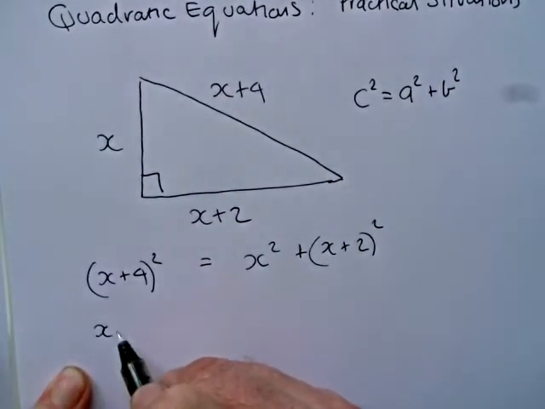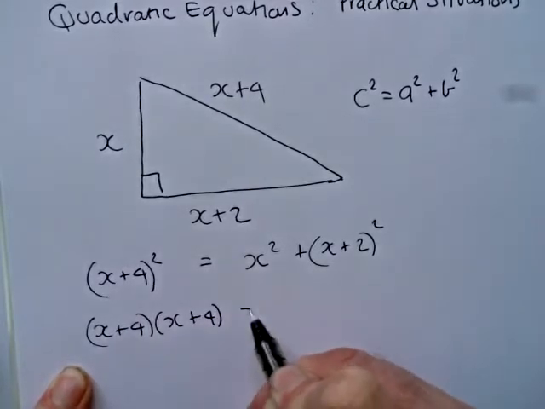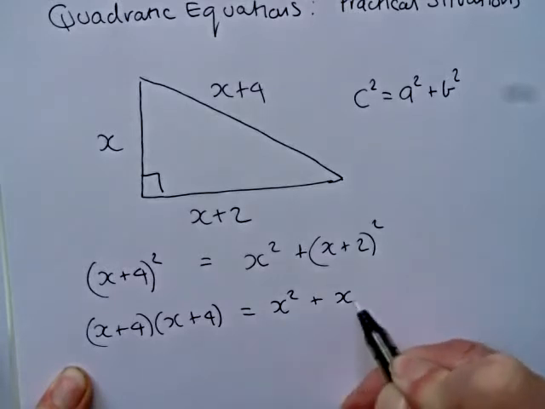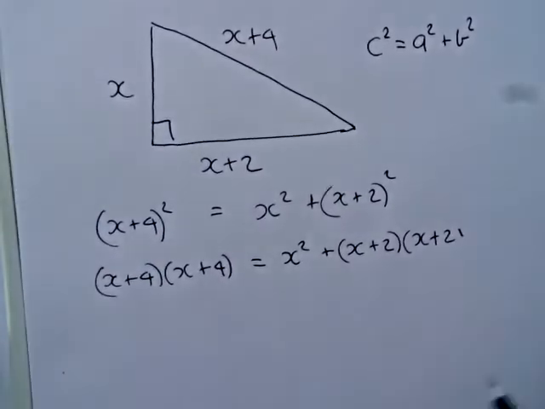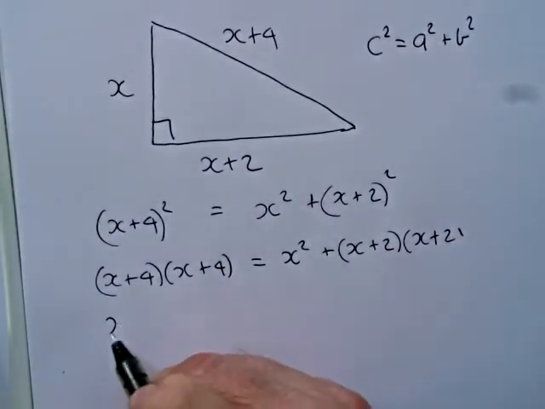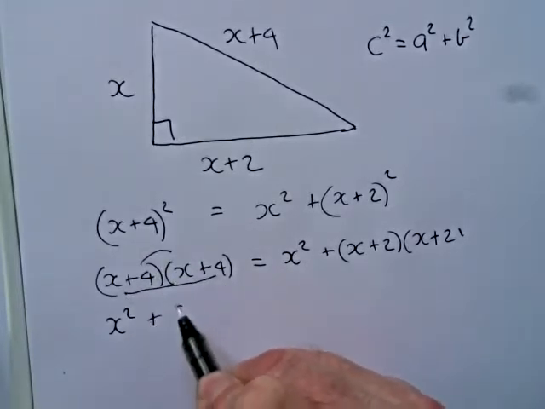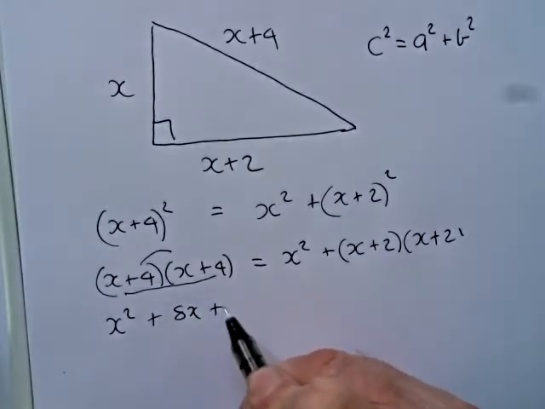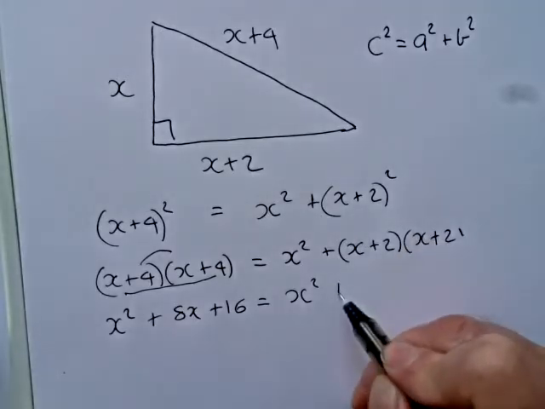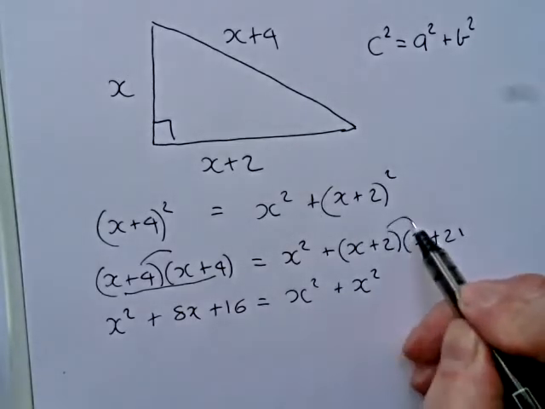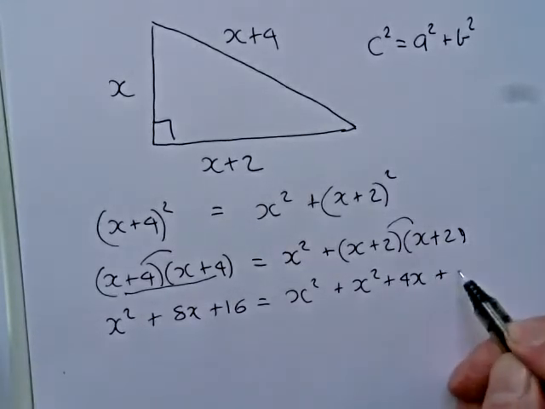So if I expand this, I will get x plus 4 times x plus 4 equals x squared plus x plus 2 times x plus 2. And if I now open out these brackets, I will get x squared. I will get a 4x here and a 4x there, giving me 8x. And then 4 4s will give me 16. I'll have my x squared. When I open out these brackets, I will have x squared. I'll have 2x, and 2x gives me 4x. And I'll have a plus 4 over.